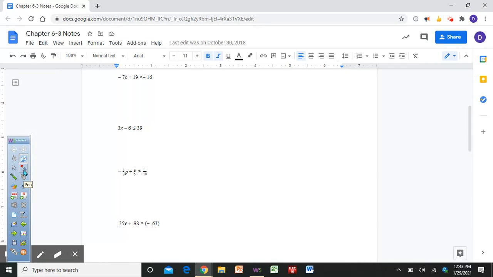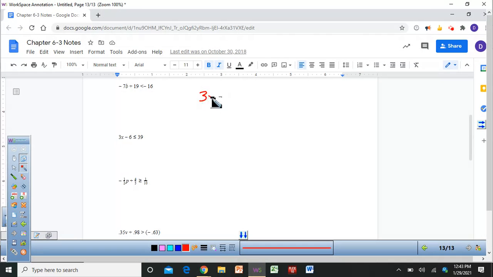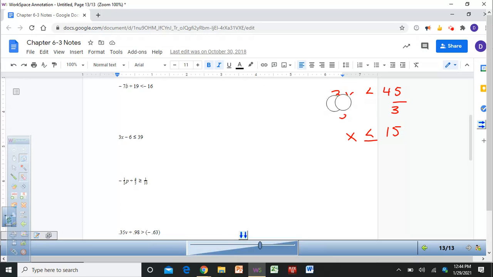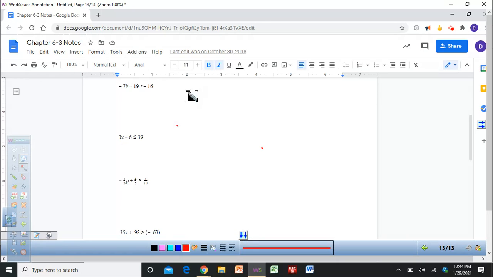Okay, same thing on the next one. You have 3x minus 6 is less than or equal to 39. The first thing I got to get rid of is all my subtraction and addition, so I'm going to add 6 to both sides. Now I have 3x is less than or equal to 45. Now I'm going to get rid of all my multiplication, so I'm going to divide both sides by 3. And x is less than or equal to 15. And that's what we're working with today, okay? All this stuff.